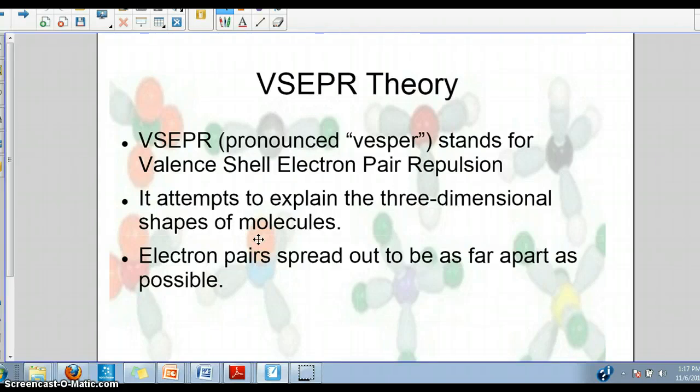Electrons are negatively charged, and so when you get pairs, they have opposite spins so that they can be close to one another, but then when you get two sets of pairs close to one another, they repel. So we want to make them as far apart as possible to minimize the repulsion.